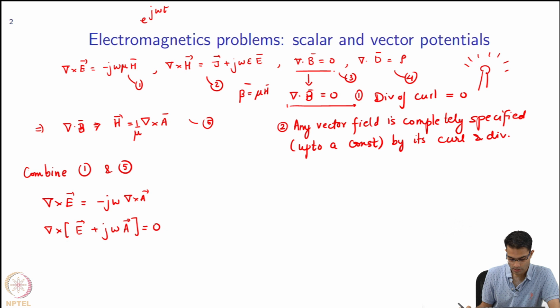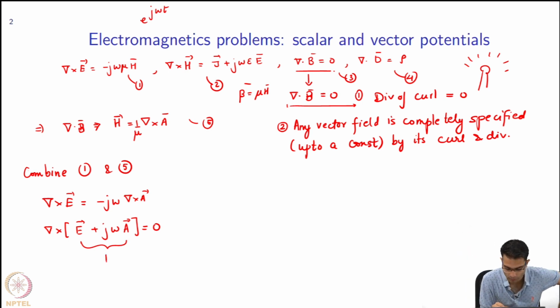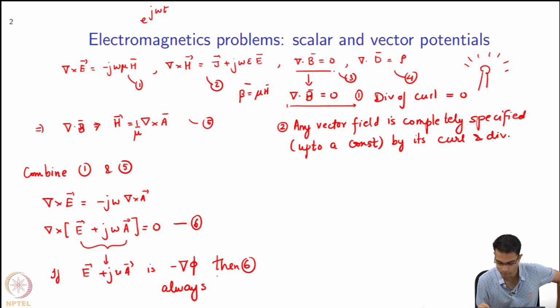Okay. Now can I simplify this further? So this relation over here is always going to be true if it is like the gradient of something, right. So if this is of the form, so this is equation 6, right. If E plus j omega A is of the form, let us say minus grad phi, then 6 is always true. Okay. The minus sign is just convention, does not matter.